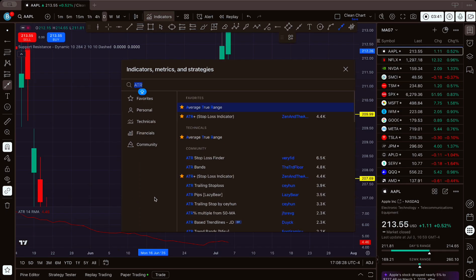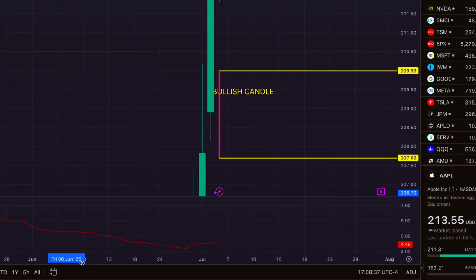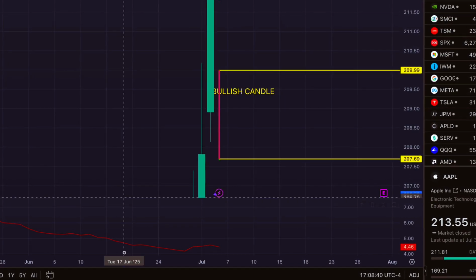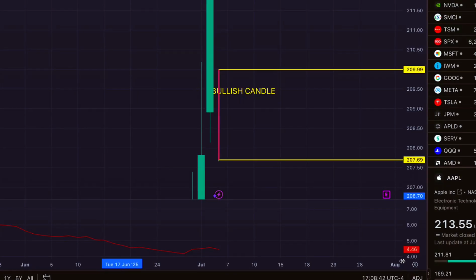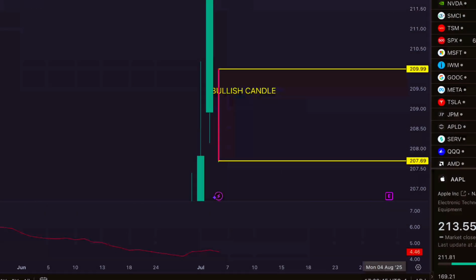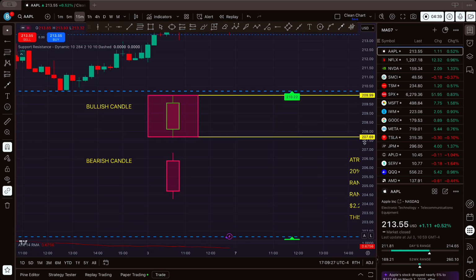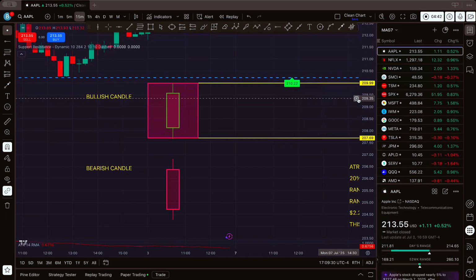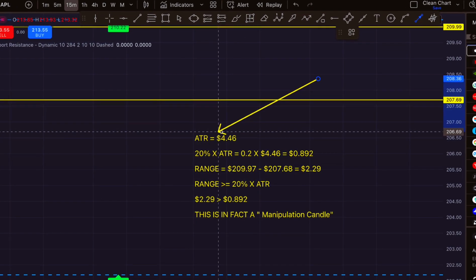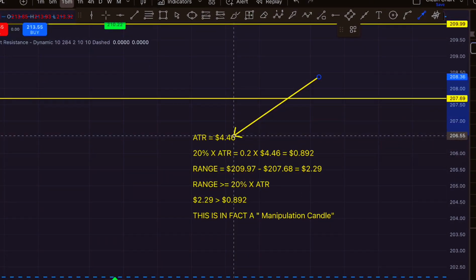We set up the average true range. And it shows how much a stock usually moves each day. And we have its numerical value. So now, let me write it down, 4.46. So we move back to the 15-minute chart. We have not modified anything. We have the ATR was 4.46.